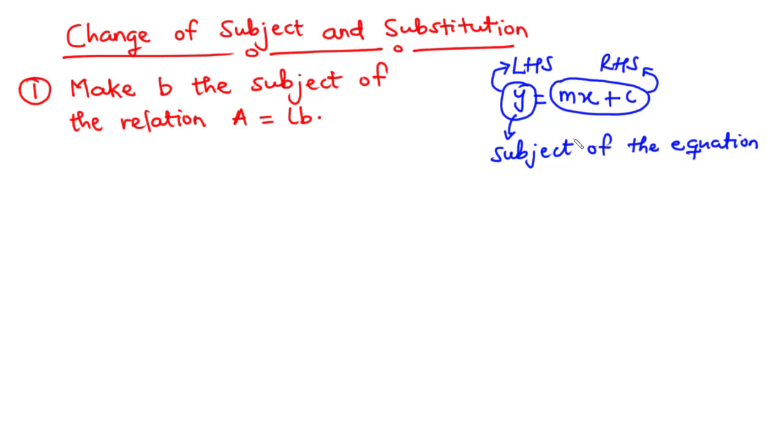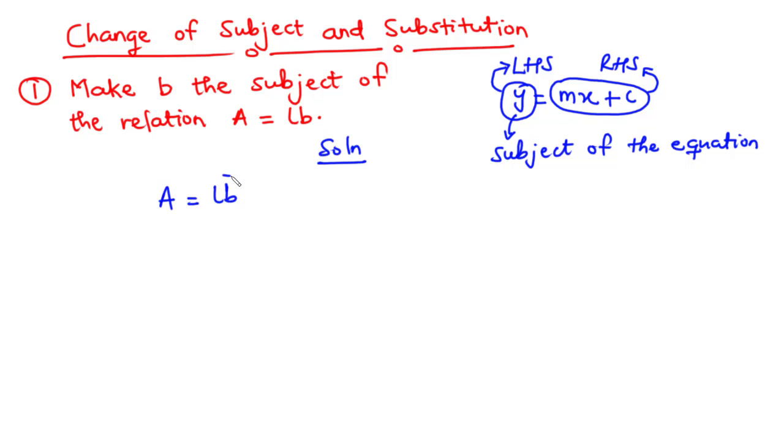In this lesson, we are going to solve 4 examples. This happens to be the first example, so let's do it together. For example 1, make b the subject of the relation a equals l times b. Let's try to solve this example together. Here we have the relation a equals l times b.